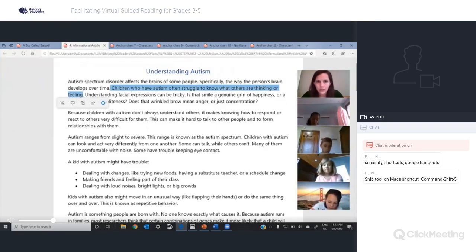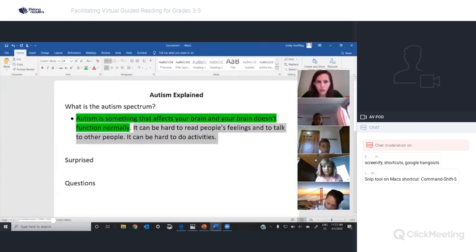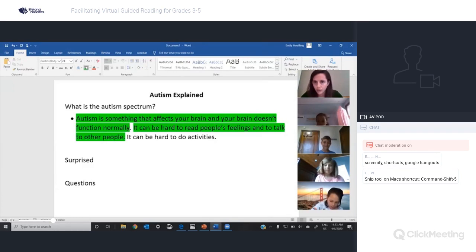Jack, read this piece of evidence. Children who have autism often struggle to know what others are thinking or feeling. What does that prove in our answer? That proves what? Lily, what does it prove? It can be hard to read people's feelings and talk to other people. Great. So we have evidence for what Lily said. We have evidence for what Jack said.